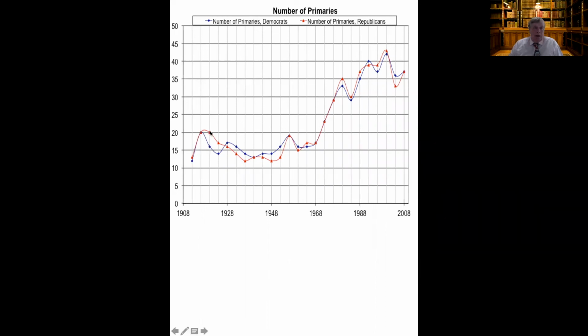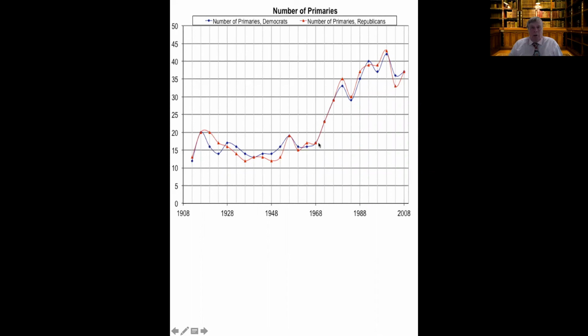Republicans stayed at 20 primaries into 1916. And then you can see that the number of primaries fell off quite significantly. And then you see ups and downs during this period. But what happens here? In 1968, you have a low number of states, about 17 states for each party conducting party primaries.